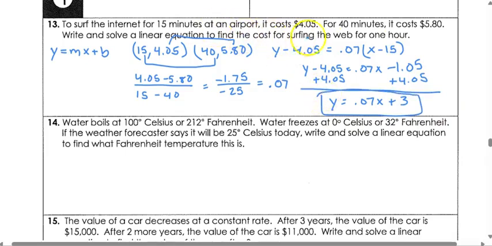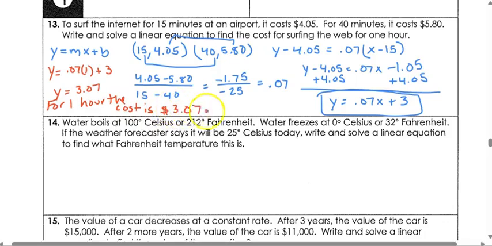I want to find the cost for surfing the web for 1 hour. So for 1 hour, that would be y equals 0.07 times 1 plus 3. So that would be 3.07. And again, we're going to write our answer in words. So for 1 hour, the cost is, write a dollar sign because it's money, $3.07.